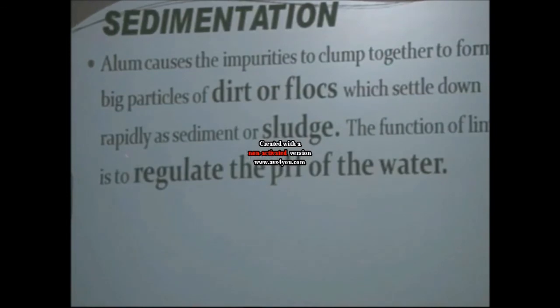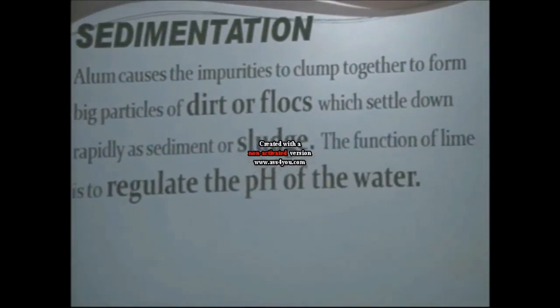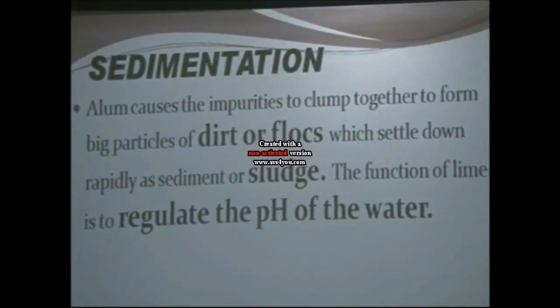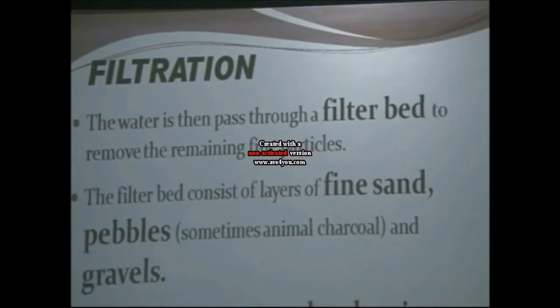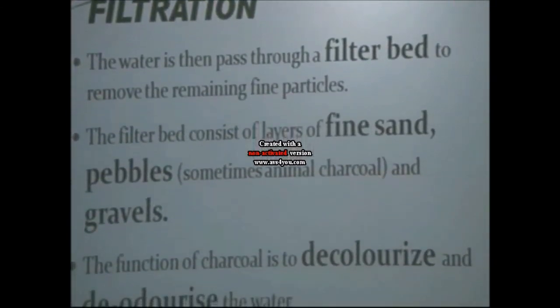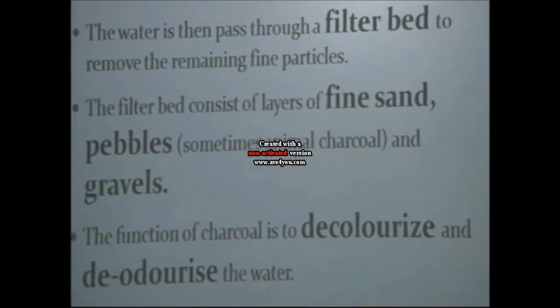Then the next one is sedimentation. Alum causes the impurities to clump together to form dirt or floc. This settles down as sludge, that brownish substance we saw in the diagram. The function of lime is to regulate the pH of the water. And then in filtration, we use fine sand, pebbles, and gravels to do that. And charcoal can also help to decolorize and deodorize the water so that the water will not smell.